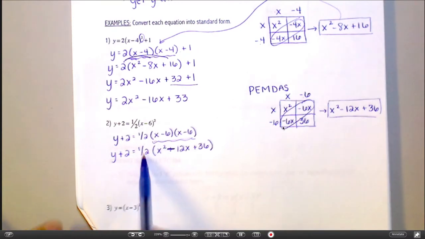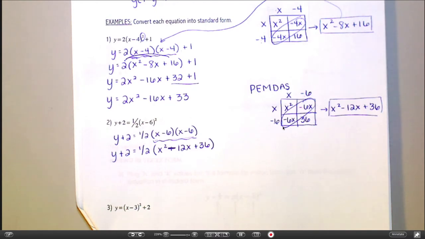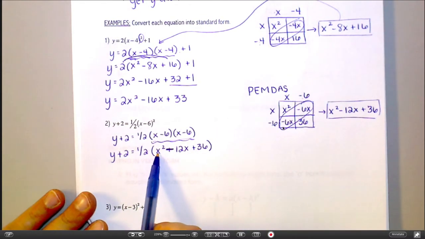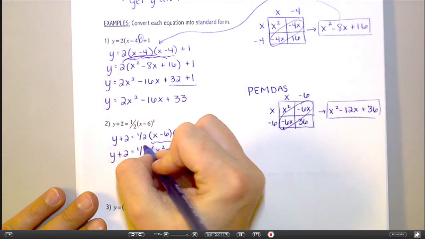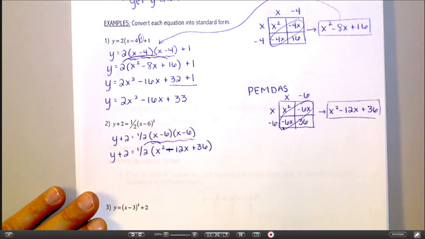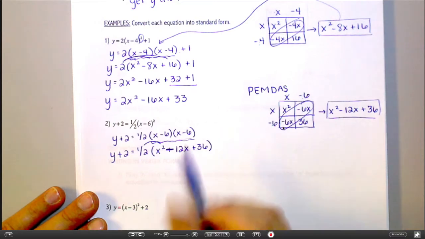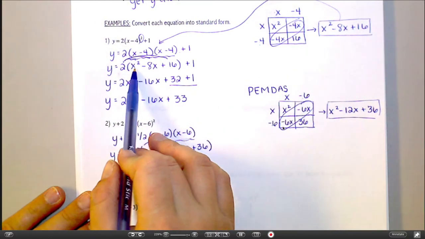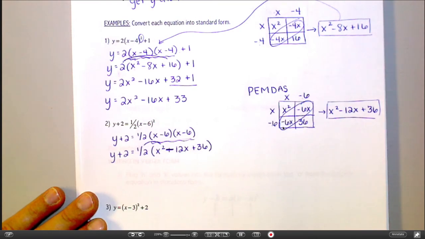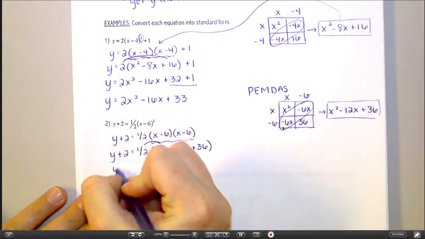Distribute the 1/2. What's going to happen when I multiply things by 1/2? It's going to cut the number in front in half. Now this is just an x squared. So how would I write 1/2 times x squared? Trick question. Up here when I did 2 times x squared, how did I write that? 2x squared. So when I do 1/2 times x squared, what am I going to write? 1/2 x squared, yeah.